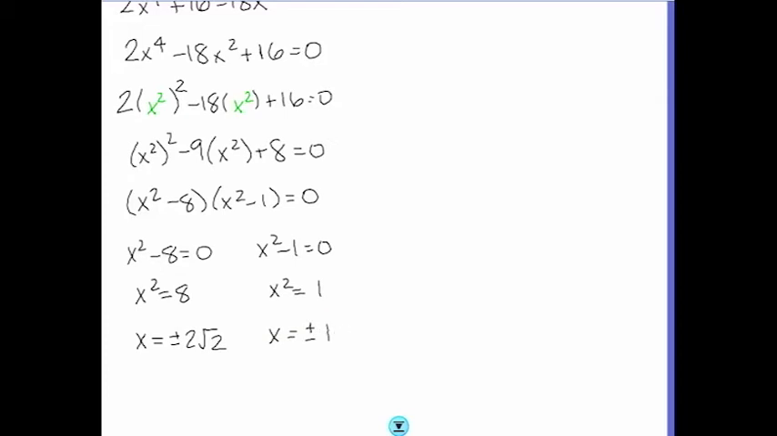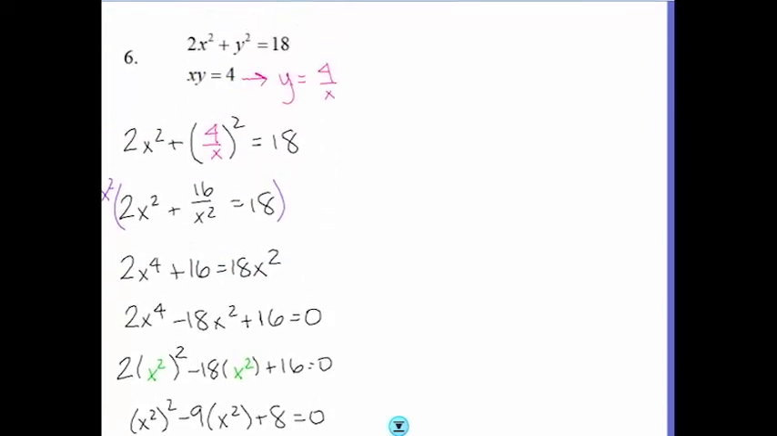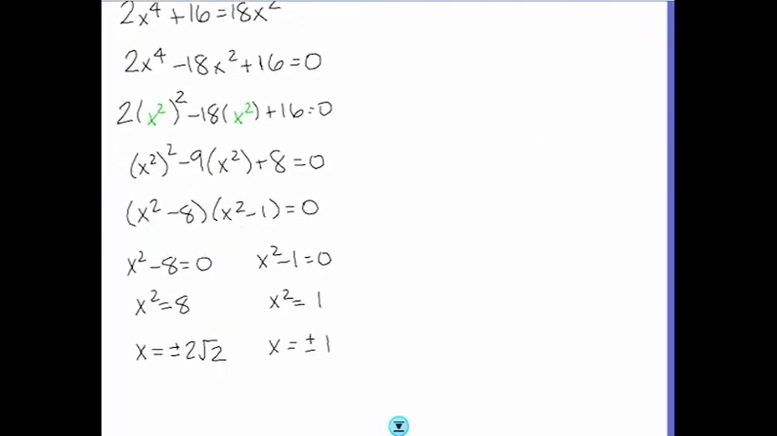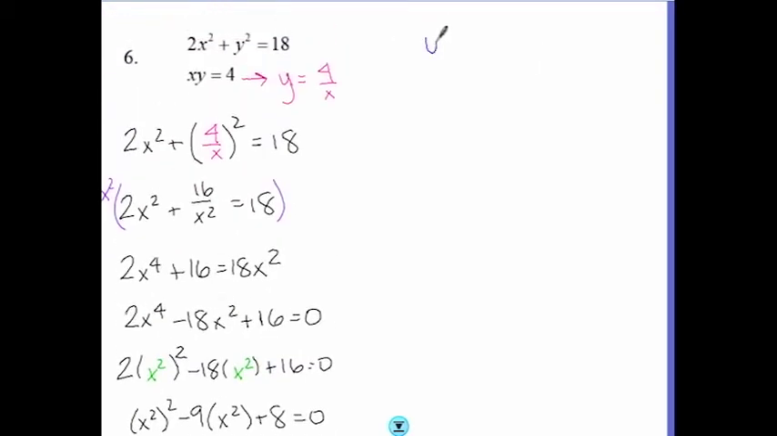So I have 4 x values here. I need to go back and plug them into one of the equations above. Now I'm going to choose to use this pink equation here, y equals 4 over x, when I'm plugging things in. So I'm going to start with the easy one first. I'm going to plug in plus or minus 1. So if I have y equals 4 divided by positive 1, and y equals 4 divided by negative 1. That just gives me 4 and negative 4.